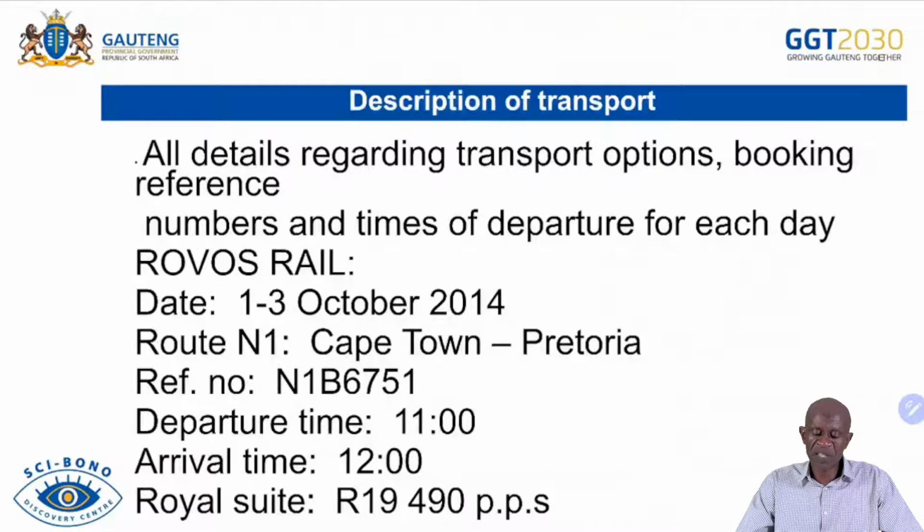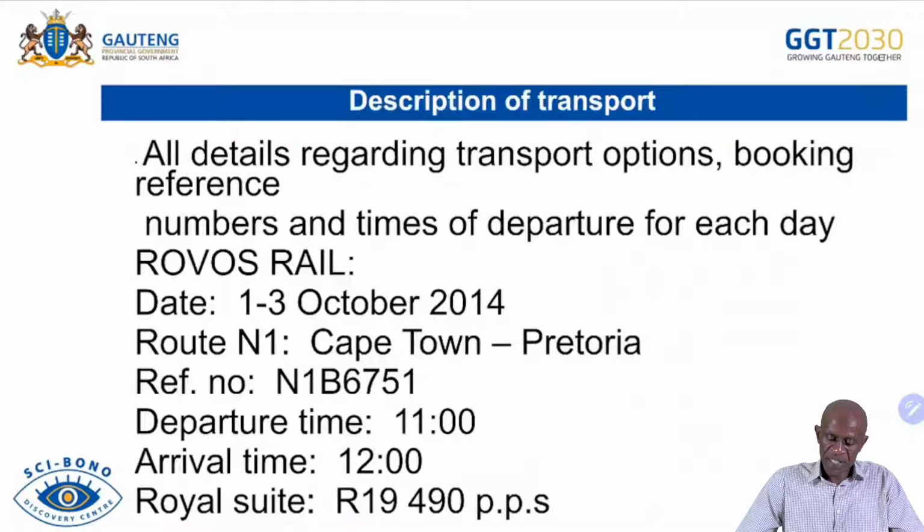The description of transport includes all details regarding transport options, booking reference, number and times of departure for each day, as outlined below. So in this instance, the Rovos Rail will be in use, and it has been booked from the 1st to the 3rd of October 2014. I'm not trying in any way to take you aback. It's just an example.